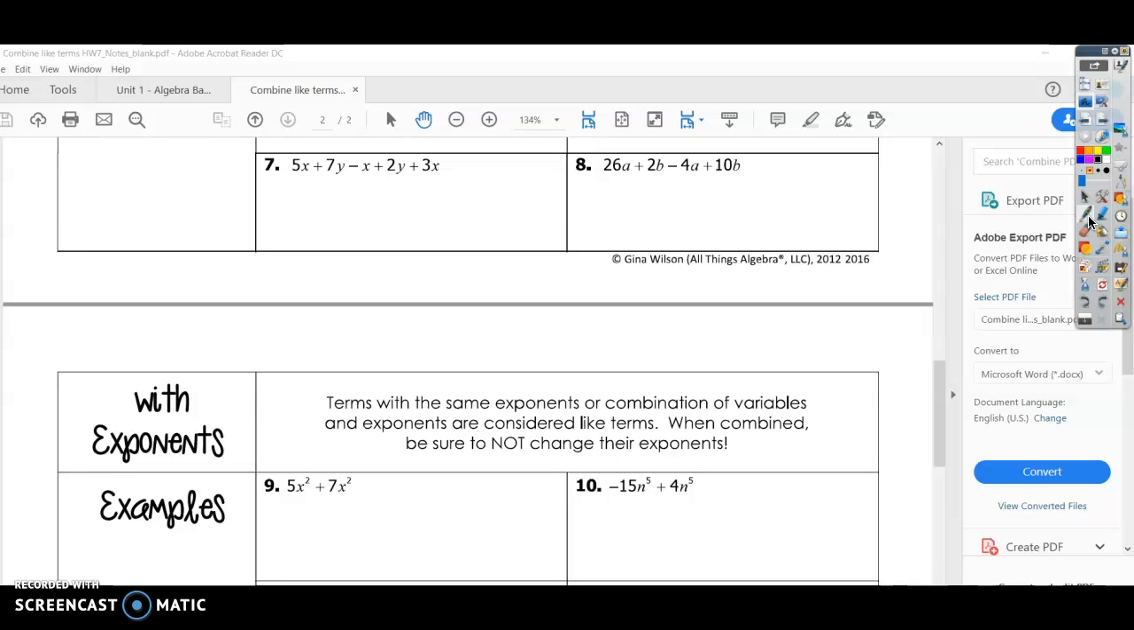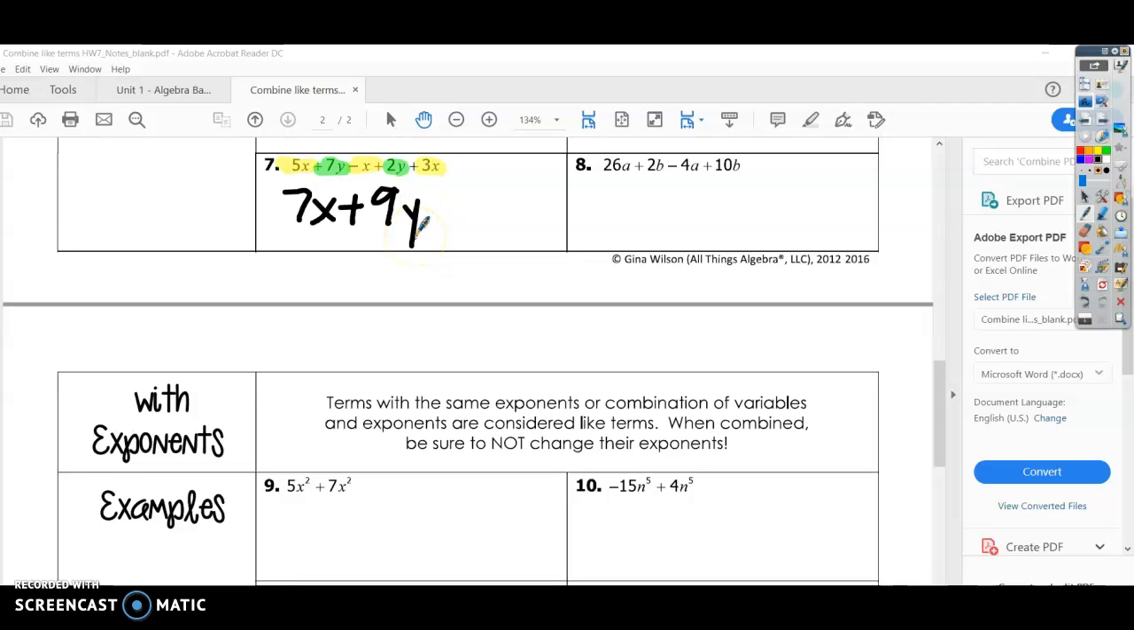Moving on down, number 7. We've got x's and y's. Be careful that you notice that these are two different variables here. So we want to combine the x's, and then we want to combine the y's separately because those are different variables. If we look at the x's, we can just add those up. 5x minus 1x is 4x. 4 plus 3 is 7x. And then we have y's. 7 plus 2 is 9y.